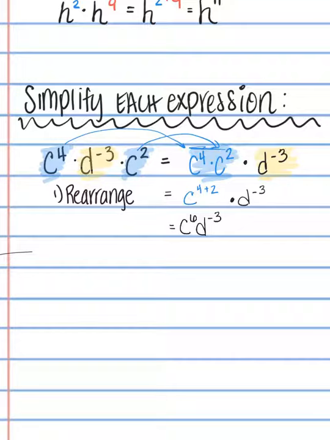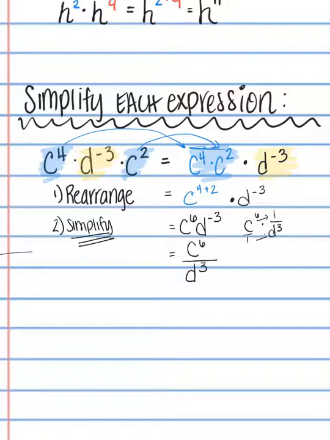But I can't finish yet. I have to simplify. Sometimes you have to simplify a couple of times. Remember that I don't want to leave stuff like this with a negative exponent, and a negative exponent is the same as division. So this is the same as C to the 6th over D to the 3rd. Remember that this is C to the 6th times 1 over D to the 3rd, and that this ends up being multiplied across, and that's how I got C to the 6th over D to the 3rd. Hopefully that helped explain. Let's look at another example like this.